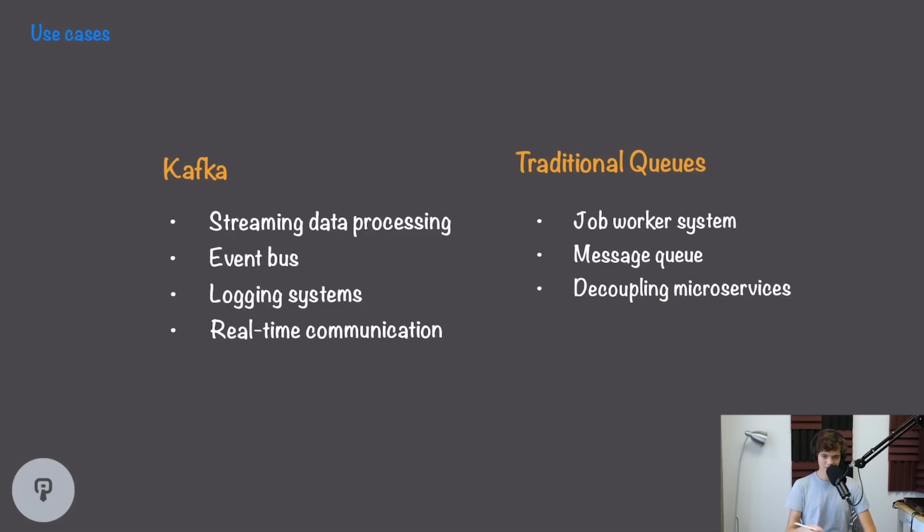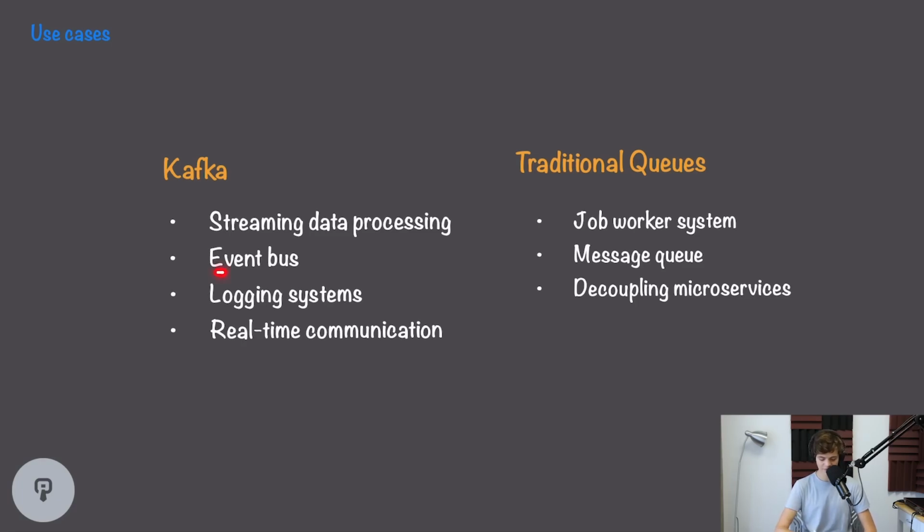So to recap, let's take a look at some use cases and whether or not you would use Kafka or RabbitMQ for those use cases. So Kafka, being a stream processing system, is really good at stream data analysis. So if we have a stream of real-time data coming in and we want to do some analysis on that data as it comes in, there's a lot of tools that are able to do that using Kafka.